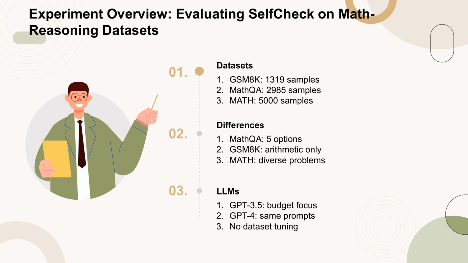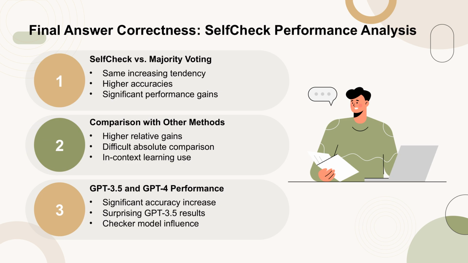The experiments use GPT 3.5 and GPT 4 as the language models, with a focus on GPT 3.5 due to budget constraints. The same prompts are applied across all datasets without any specific tuning. The performance of SelfCheck is compared with majority voting in Figure 2. Both methods show similar trends in accuracy increase with more generated solutions, but SelfCheck achieves higher accuracies due to weighted voting. When compared to deductive verification and self-verification, SelfCheck shows higher relative performance gains despite using in-context learning.